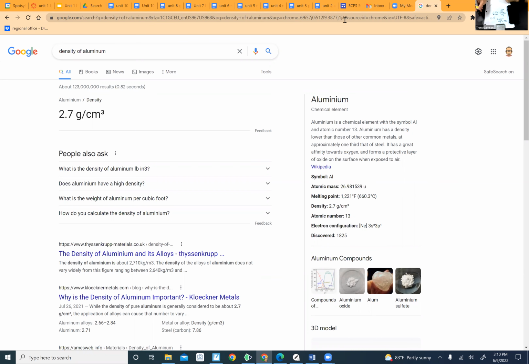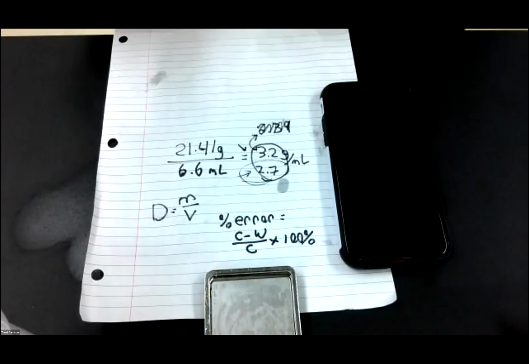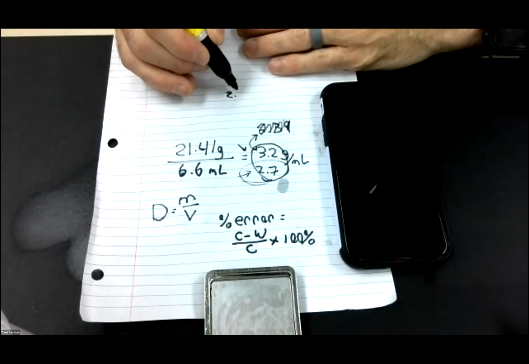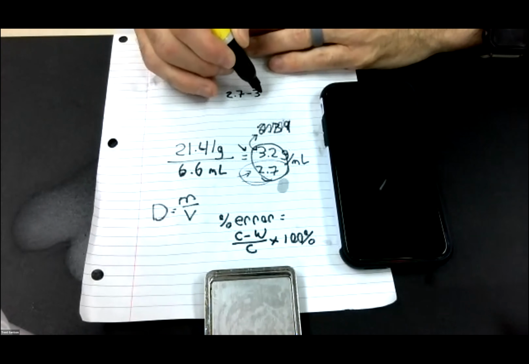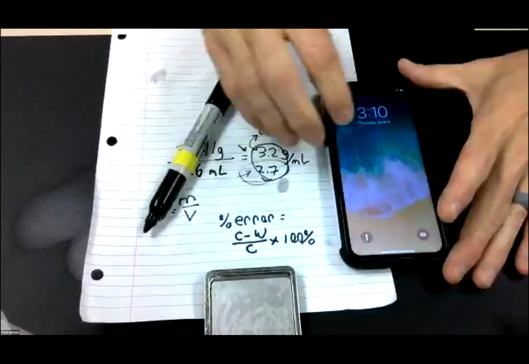All right, so which one of these is correct? Which one of these is wrong? Well, the correct one is the one that I looked up on the internet. That's what it should have been. So let me unshare my screen. Sorry. Come back here. So what I'm going to have now is my correct value, 2.7 minus 3.2 divided by 2.7. So let's put that into the calculator now.